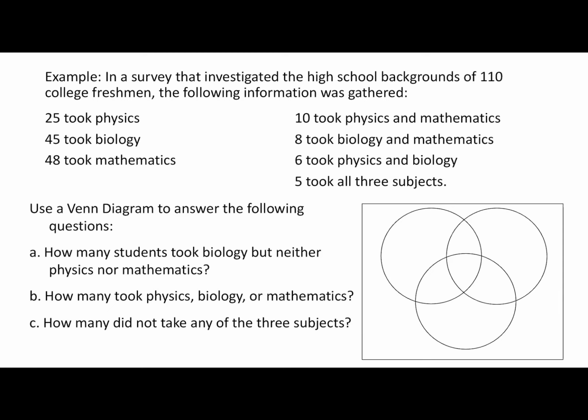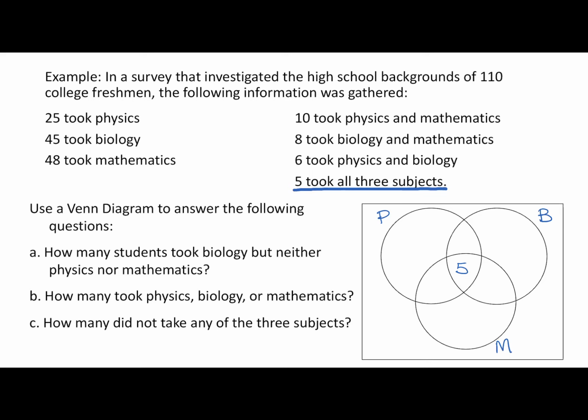Okay, so I want to label my circles in my Venn diagram. I'm looking at physics, biology, and math. And what we want to do is sort of work from the inside out. So I'm going to start from the most overlap. 5 students took all 3 subjects.